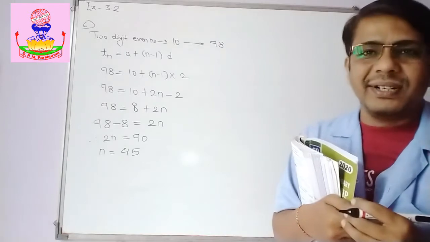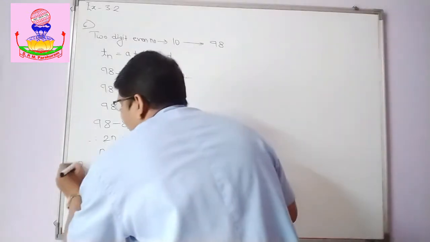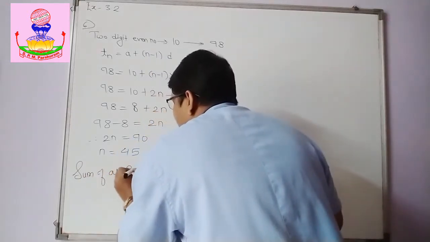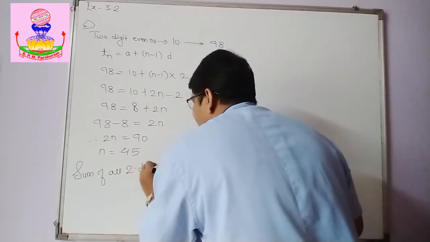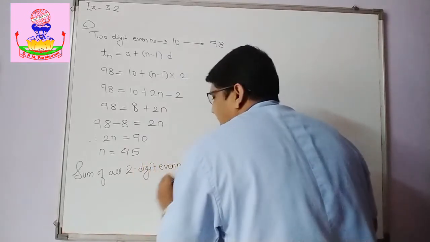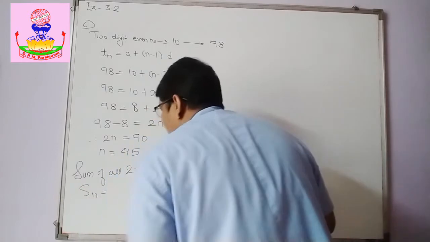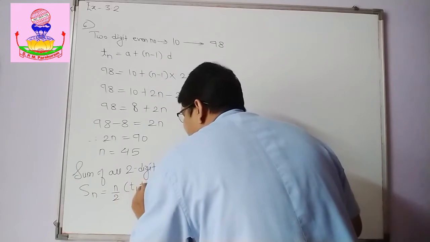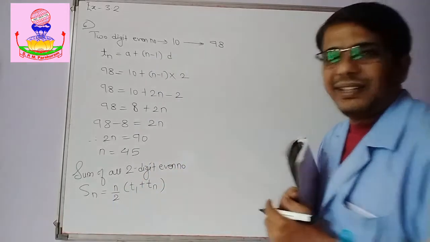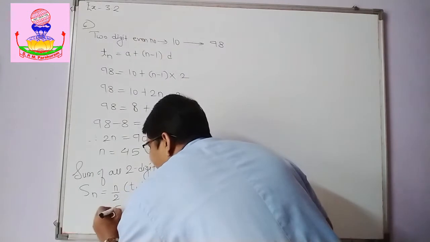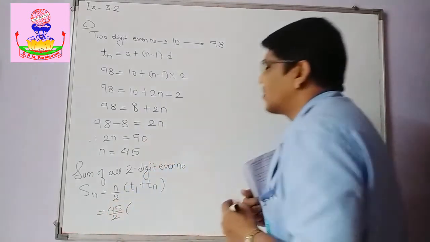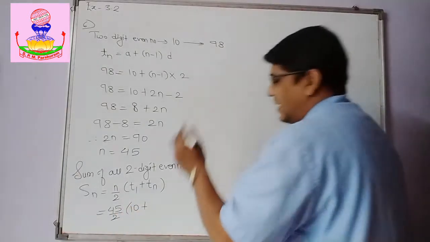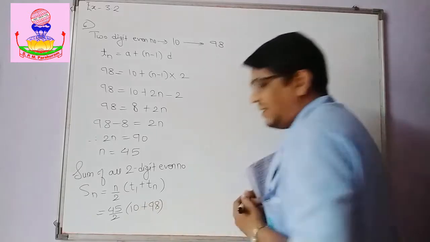Okay, so I got the nth term. Now I can find the sum of all two-digit even numbers. How? I have that formula: Sn is equal to n by 2 into (T1 plus Tn). What is n? 45. So 45 upon 2. T1, the first term, is 10. Tn, the last term, is 98. Right?